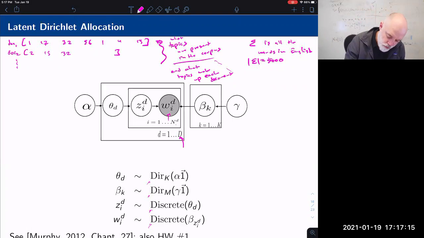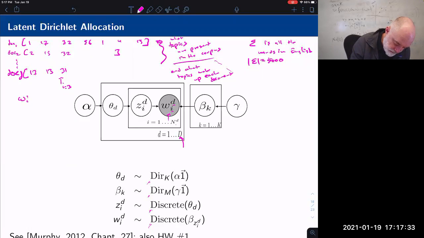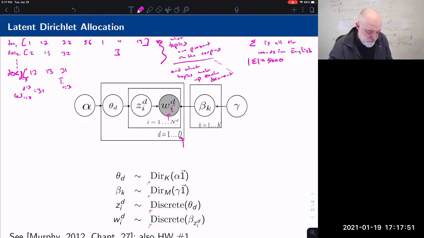This is going to be word I in document D. So this is document D, and this is word I. So again, this will be 17, 13, 3, and I equals 3. Oh, that's a terrible example, 31. So W_ID, where I equals 3, D equals whatever, is 31. Okay, so we have a large corpus of documents consisting of words, and we're going to throw away the word ordering, which is a crazy thing to do, but that's totally fine.